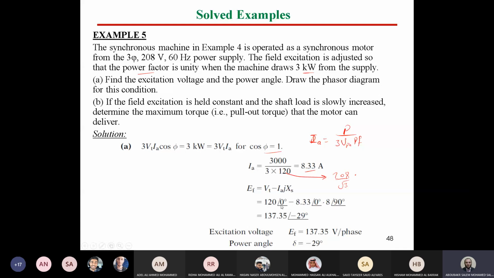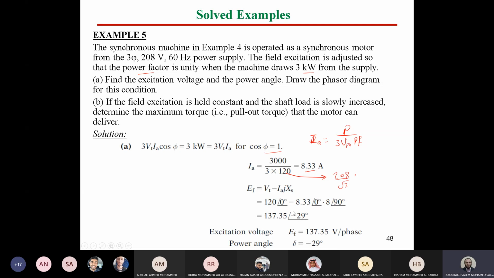So EF equals V terminal, 120 at angle 0, minus, because it's a motor now, 8.3 amps at angle 0 because it's unity power factor, multiplied by jXS, which is 8 at angle 90 degrees. Substitute here, you will find that the power angle is negative. The power angle here is negative.